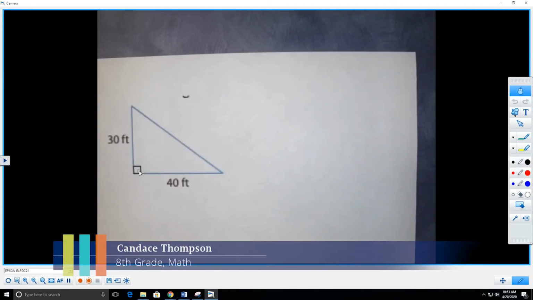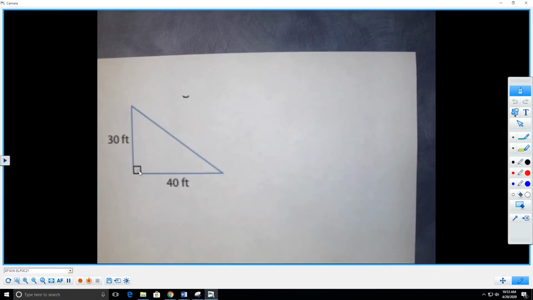Here's a simple diagram. Take a look and make a sketch to help you think about it. Decide if the missing side length is the hypotenuse or a leg length. Then use the Pythagorean theorem to find the length of the missing side. Round your answer to the nearest tenth if needed.